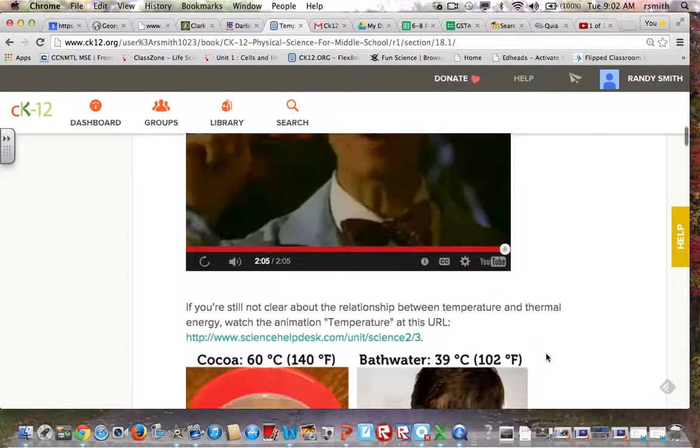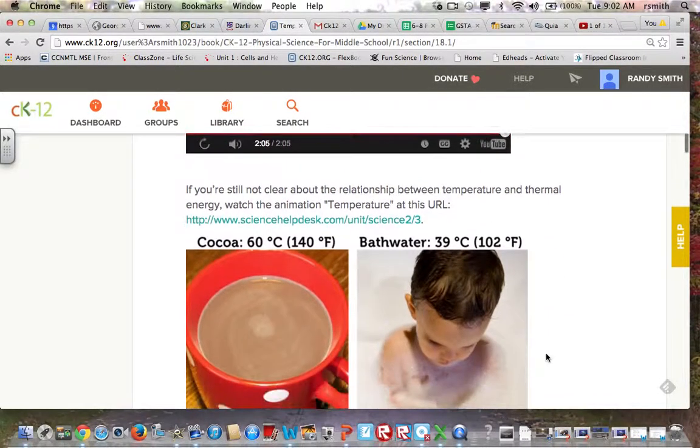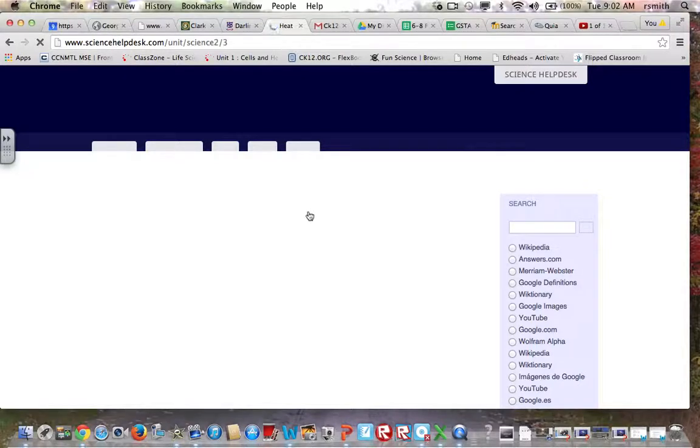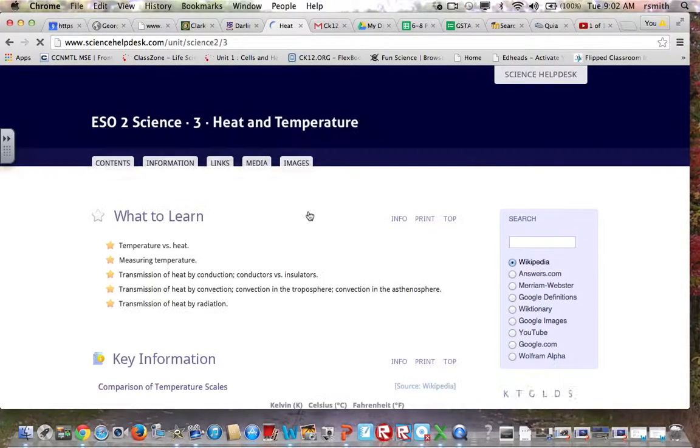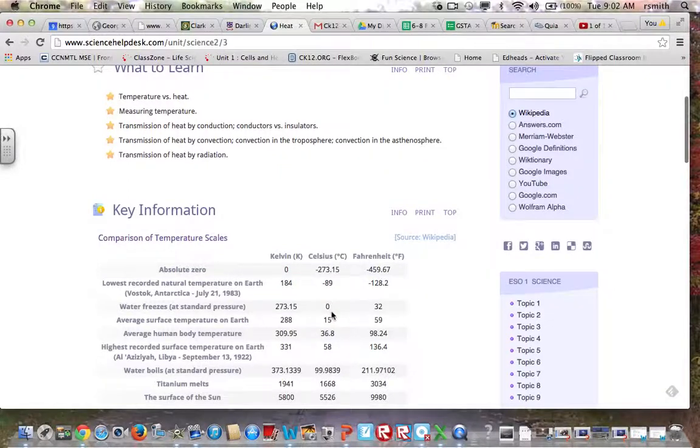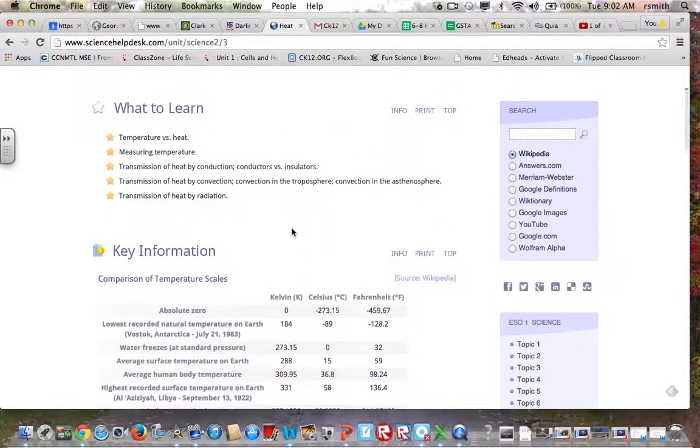All right, very good. So we're going to press on. If you're still not clear about the relationship between temperature and thermal energy, watch the animation temperature at this URL. So let's go ahead and click that. Wow, look at this. This is quite a bit of information.